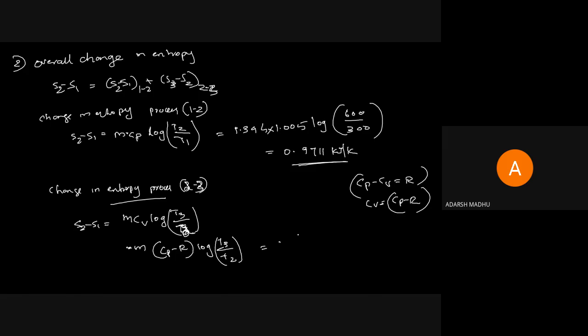The value will be a negative value. Using a calculator, find the value. That value is negative 0.6938 kilojoule per Kelvin. Okay.